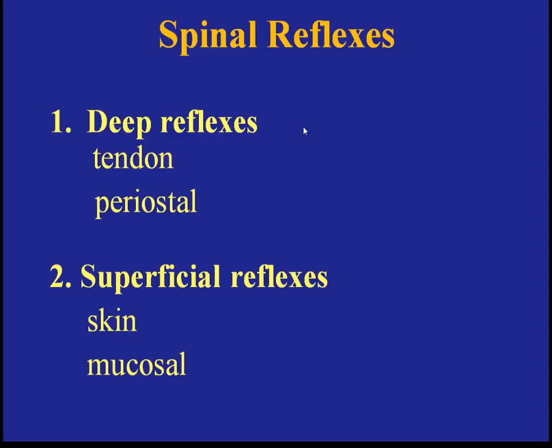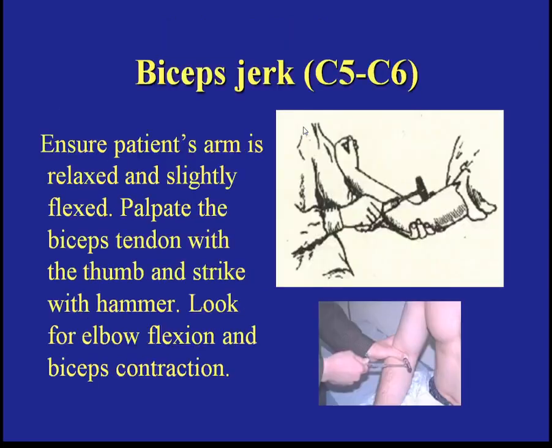All spinal physiological reflexes we can divide into two big groups, deep reflexes and superficial reflexes. It's very easy. Deep reflexes are tendon and periosteal. Where is their point of irritation? And superficial reflexes are skin reflexes and mucosal reflexes. Let's describe some physiological reflexes of the person.